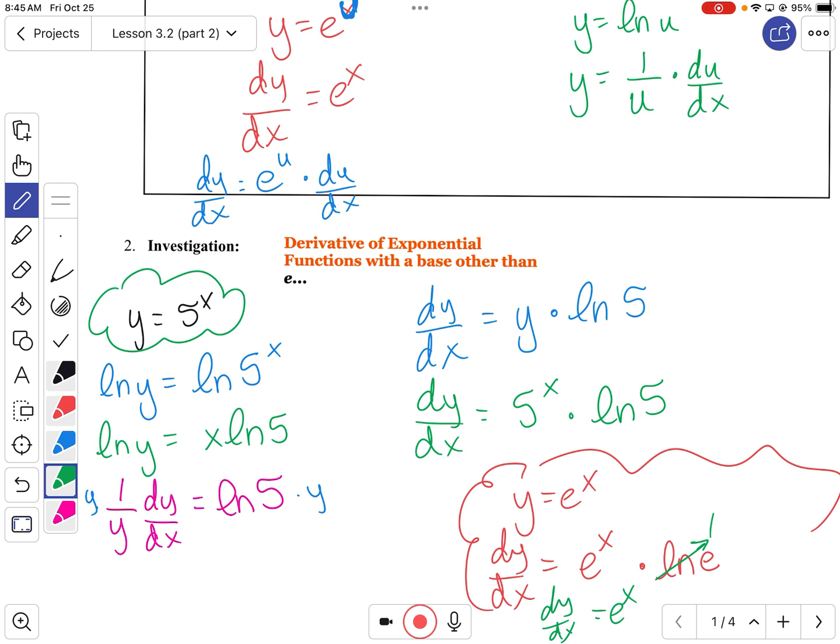We have to just kind of manipulate the algebra to get it to something that we can do implicitly, all right? So anytime we want to take the derivative of an exponential function, it is that function times the natural log of the base, every time, okay? But for e to the x, it works itself out because the natural log of e is just 1. It's just e to the x, okay? Does that make sense?